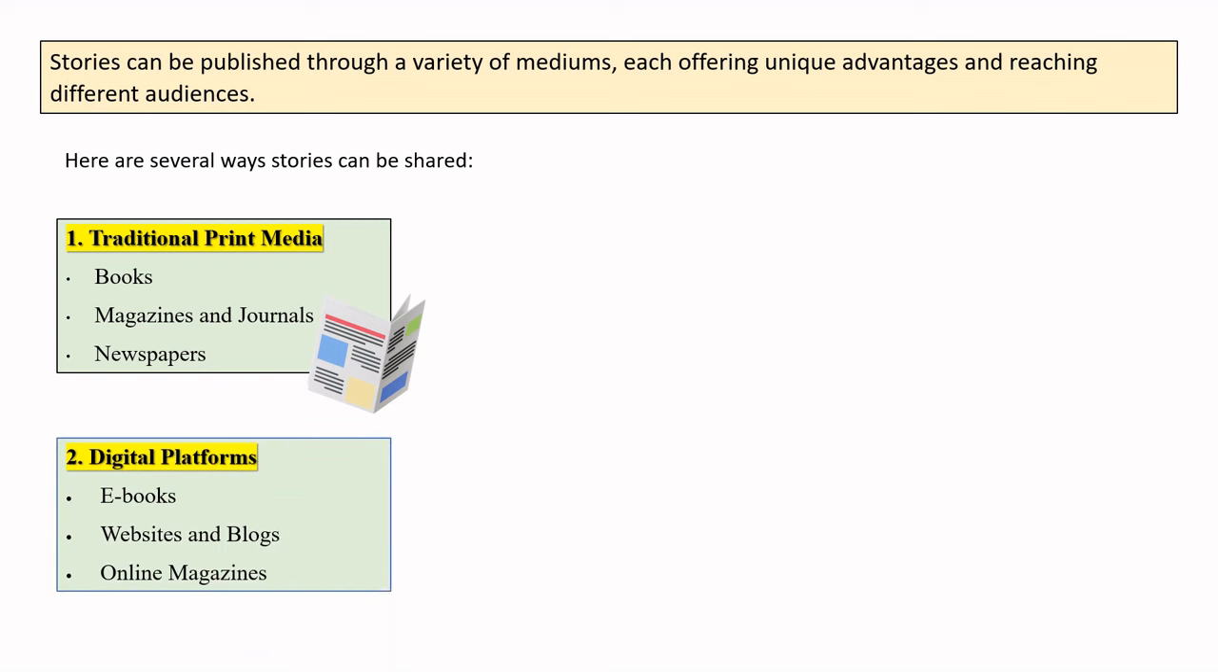Number 2, digital platforms. Ebooks, distributed through platforms like Kindle, Kobo, or Google Books. Websites and blogs. Writers can share their stories on personal blogs, writing websites, or specialized platforms like Medium. Online magazines. Many digital-first or online-exclusive literary magazines accept story submissions.